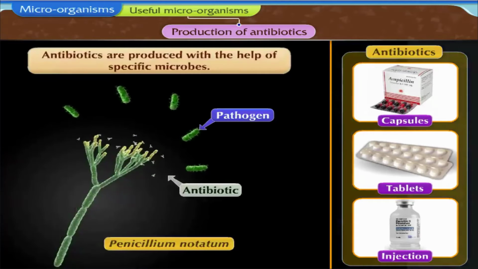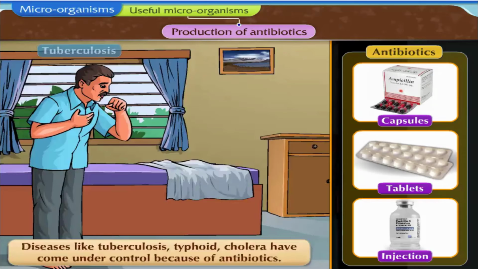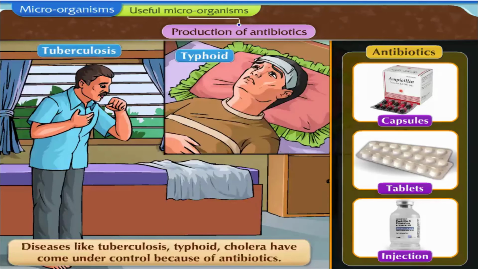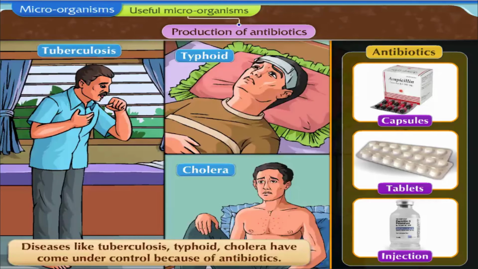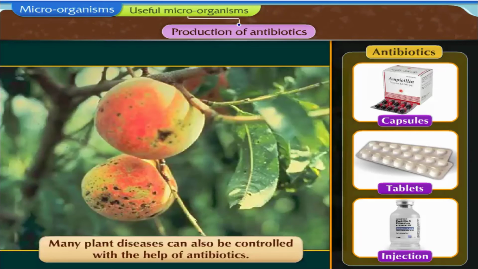Antibiotics are produced with the help of specific microbes. Diseases like tuberculosis, typhoid, cholera, which were previously considered incurable, have come under control because of antibiotics. Domestic animals too can be protected from various diseases by mixing antibiotics in their food. Many plant diseases can also be controlled with the help of antibiotics.